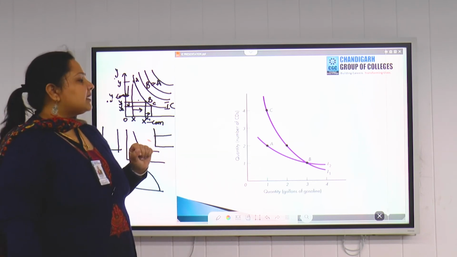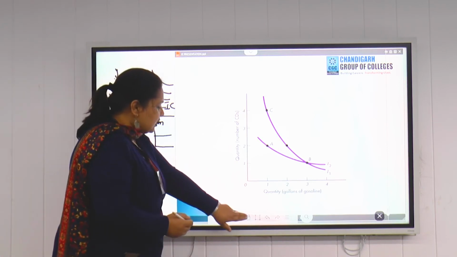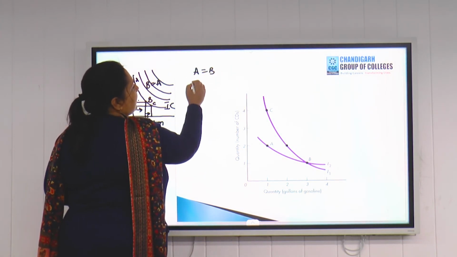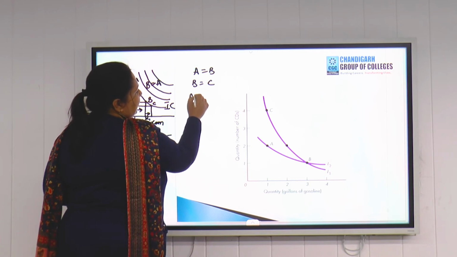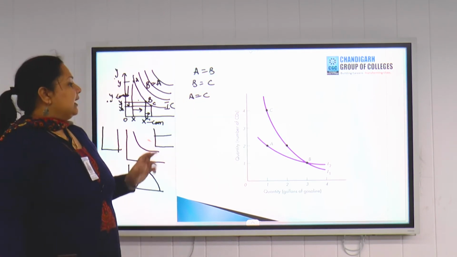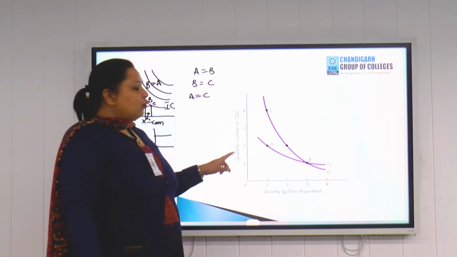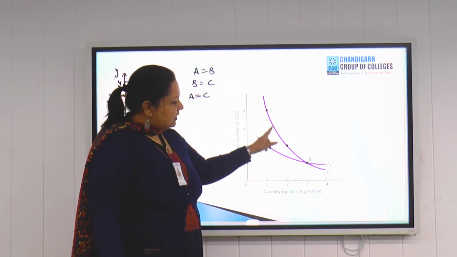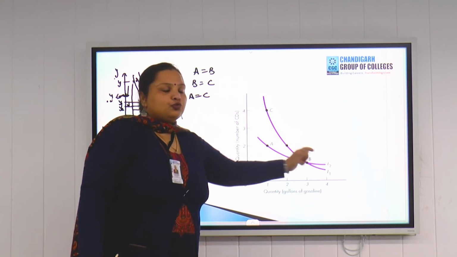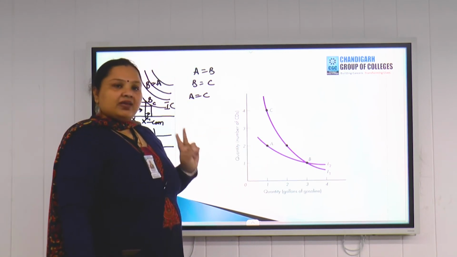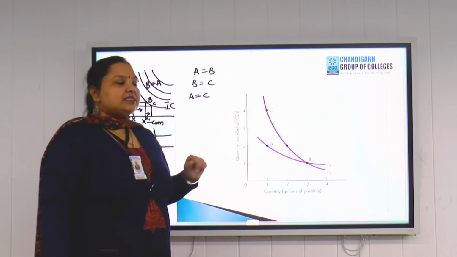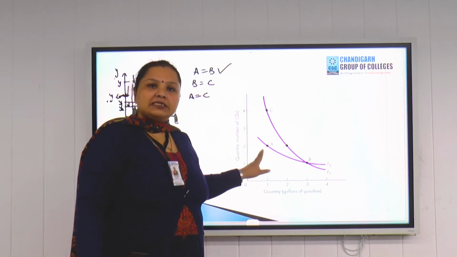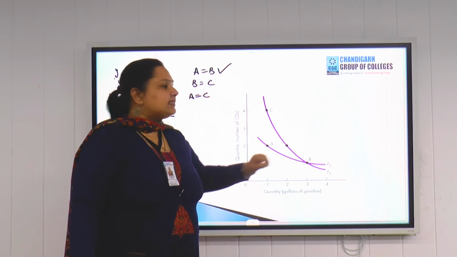Now, what was the assumption of transitivity? The assumption of transitivity was that if A is equal to B and B is equal to C, then A must be equal to C. Now, what is here? We know that on the same indifference curve, the satisfaction level will be the same. Now we have two indifference curves, IC1 and IC2, right? On IC1 we have 2 points A and B. It means satisfaction from A must be equal to satisfaction from B because they lie on the same curve.